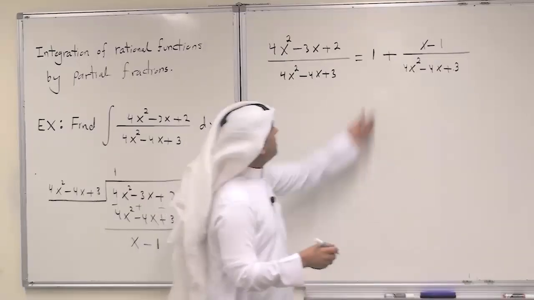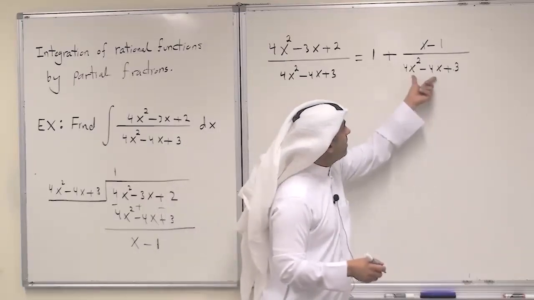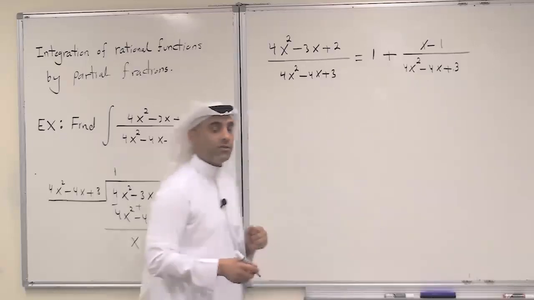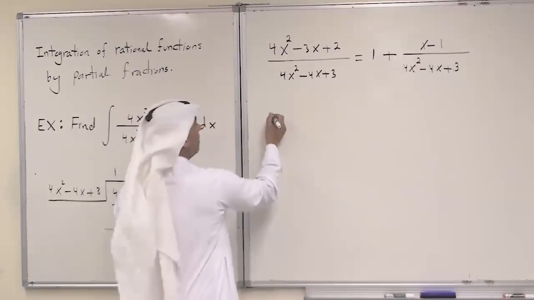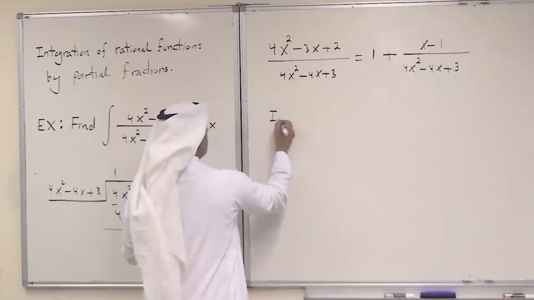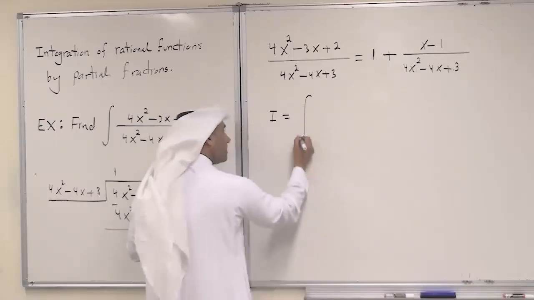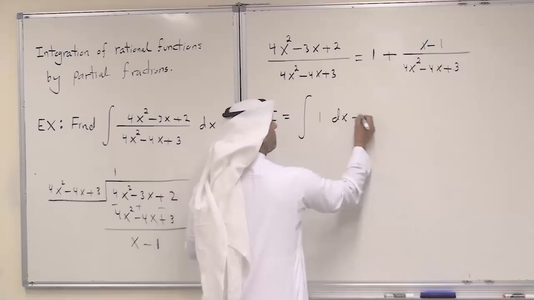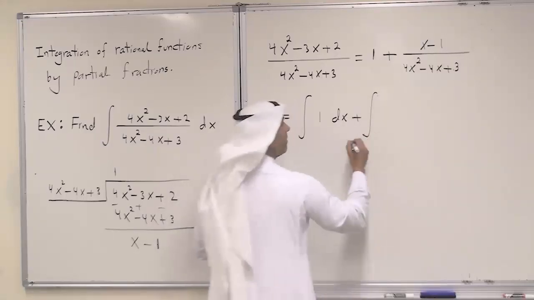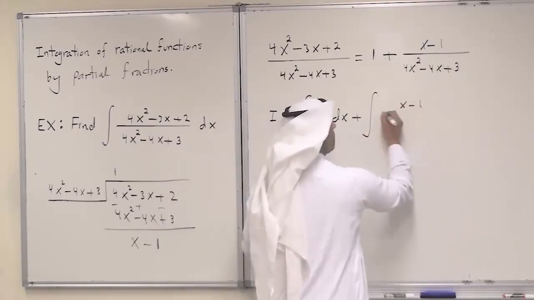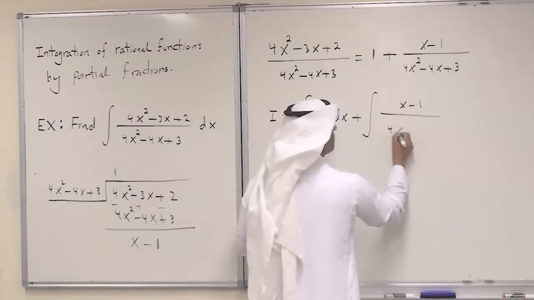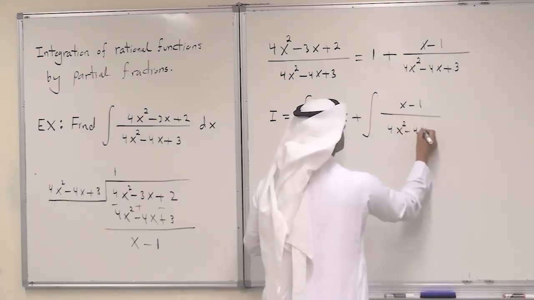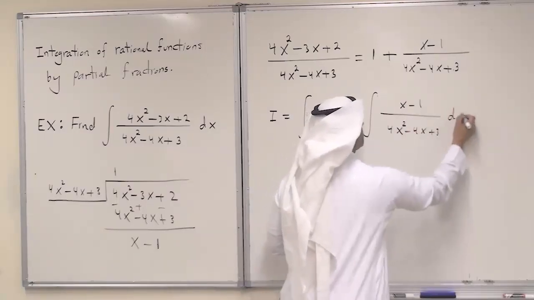But this is easy to be integrated, but this one, how to integrate such a type of functions. So let me just call our integral I, and this is equal to, as you can see here, the integral of 1 dx, I will distribute, plus the integral of (x minus 1) over (4x squared minus 4x plus 3) dx.